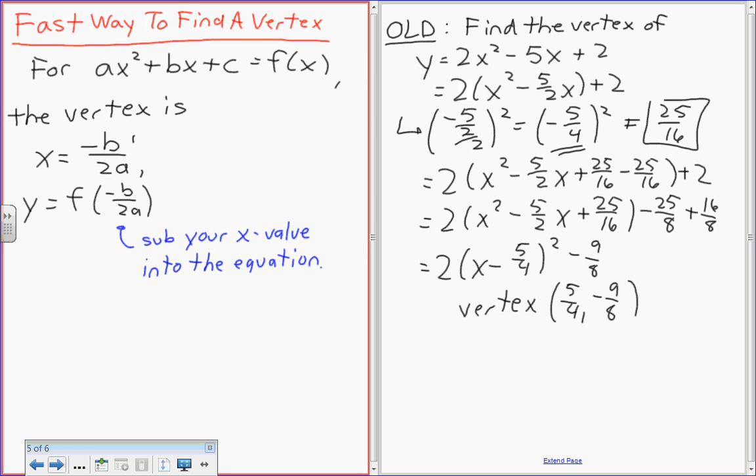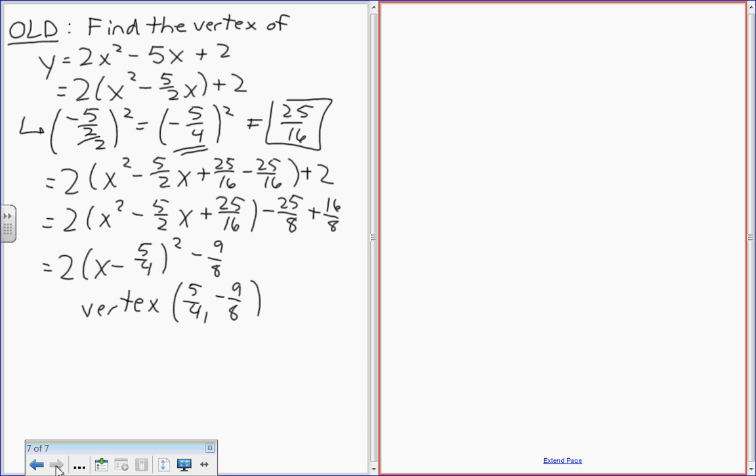Okay, so here's a quick way. Here's the new way. X equals negative b over 2a. Somebody please tell me what negative b is. Okay. And 2a is 2 times 2, which is 4, so x is 5 over 4. Look at that. There's my x coordinate, just like that. Conveniently, there it is.